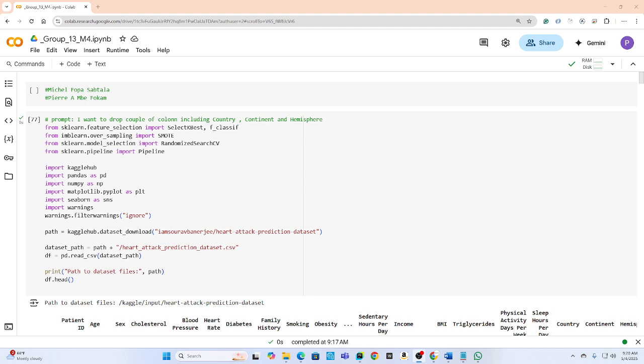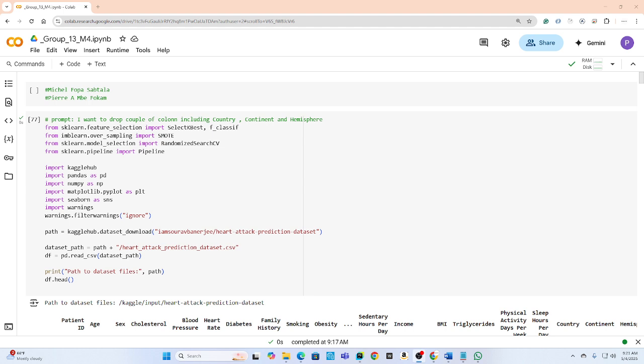Okay, for the first part, our project goal. The goal of this project is to develop a predictive model that can help identify whether a patient is at risk of having a heart attack based on various health and lifestyle indicators. Early prediction can significantly improve clinical outcomes by allowing early intervention.